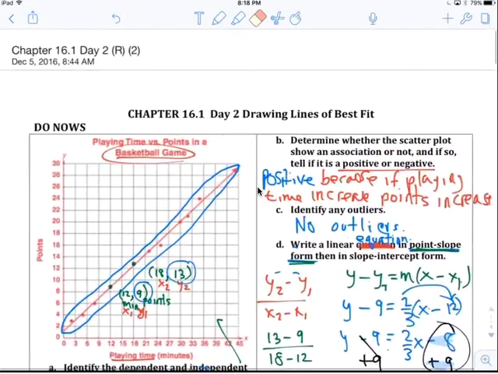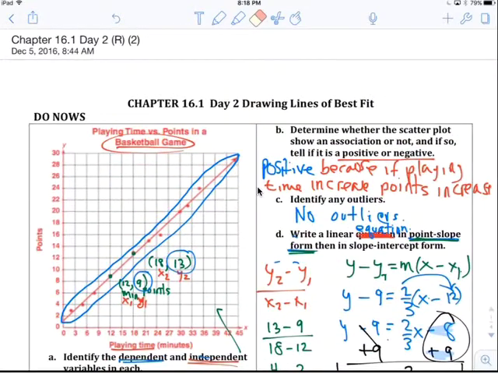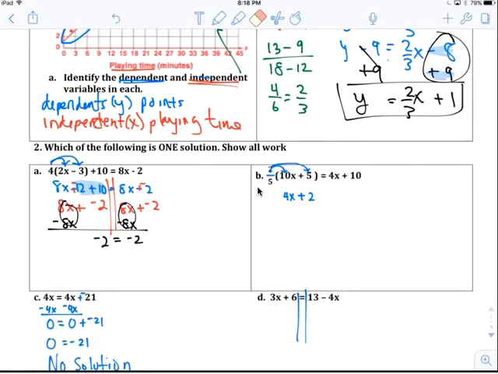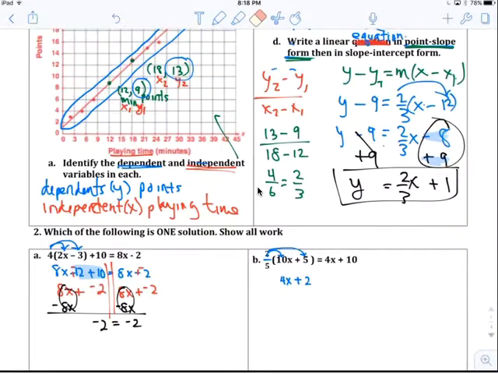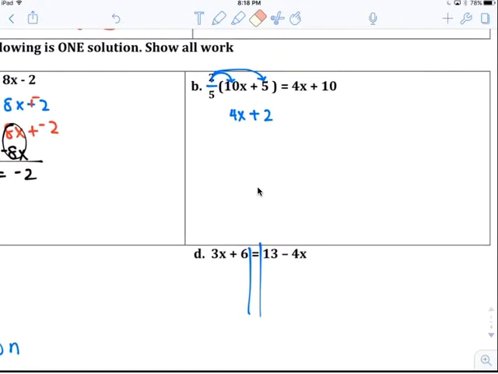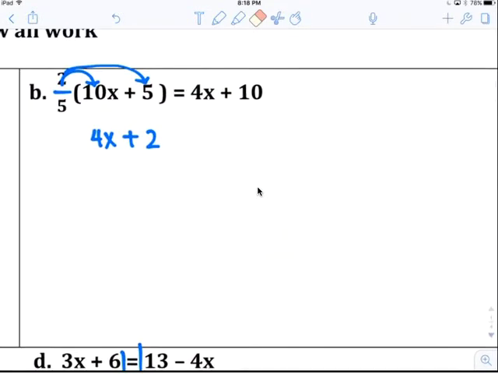The worksheet for 16.1 day 2, drawing lines of best fit. Okay, we look at this here. This question we did in class. If we didn't finish in class, let me go over this question here.